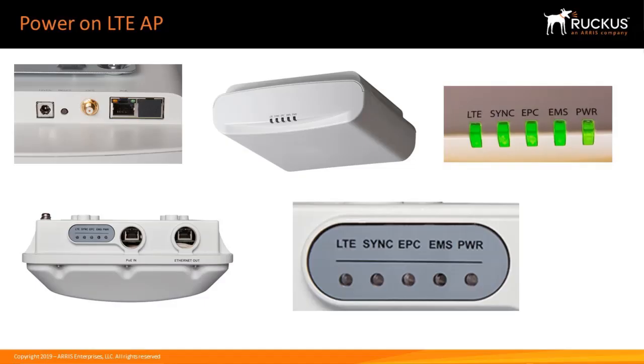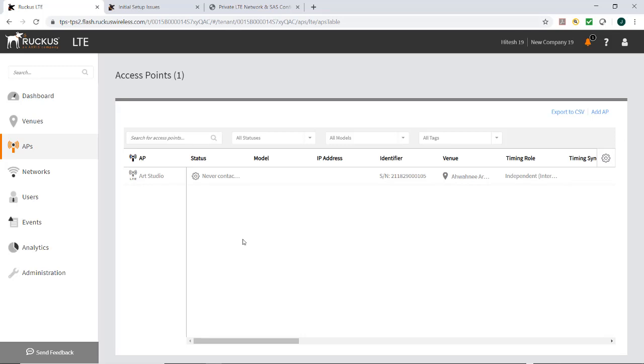You can power on the Ruckus LTE APs by using an AC adapter, which is included in the box, or a PoE Plus switch and injector. You would plug an RJ45 cable with a reliable internet connection into the AP. For more information on installation and setup, you can refer to the quick setup guide included in the box. Let's talk about the status of the LTE LEDs.